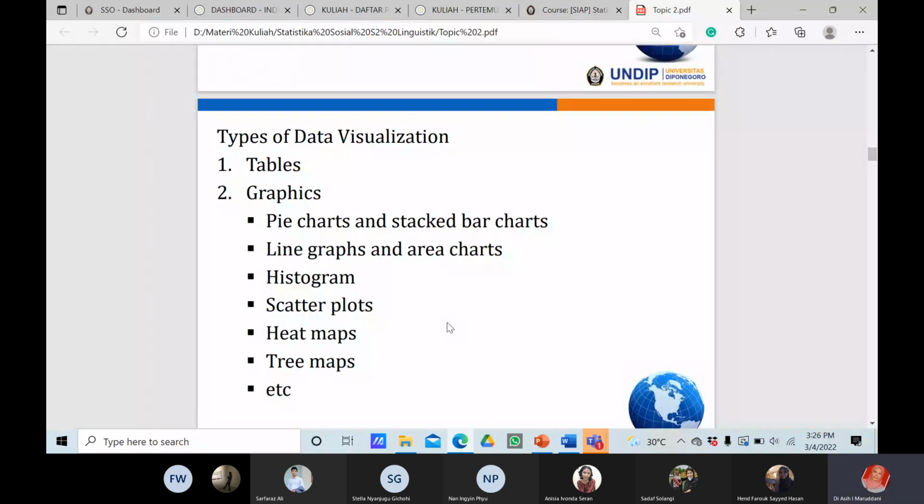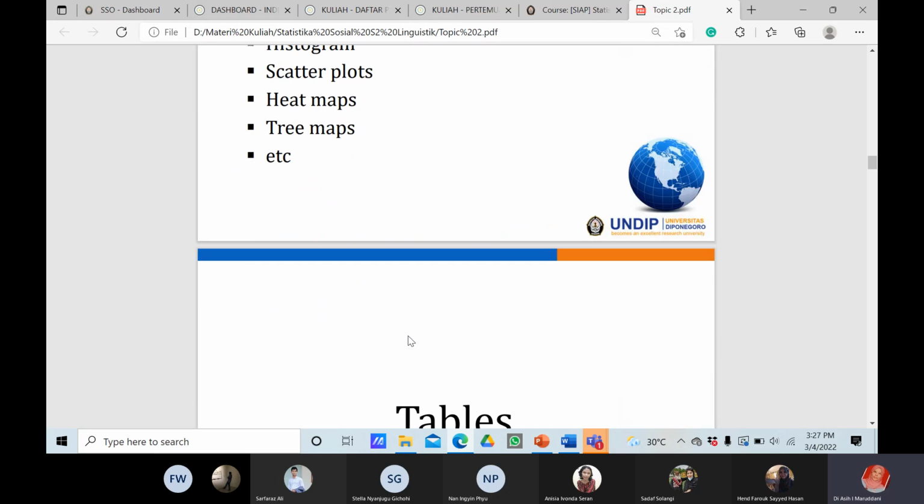Some types of data visualization. The first one is tables, consisting of frequency distribution, relative frequency distribution, cumulative distribution, etc. And the second is graphics. I think you are all familiar too with some types of graphics: pie charts, stacked bar charts, line graphs, area charts, scatter plots, histograms, etc. Heat maps, tree maps, and others.